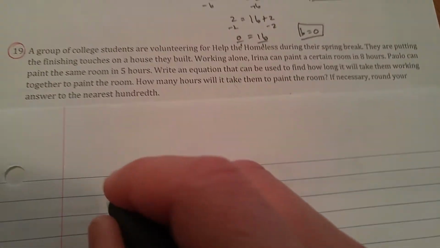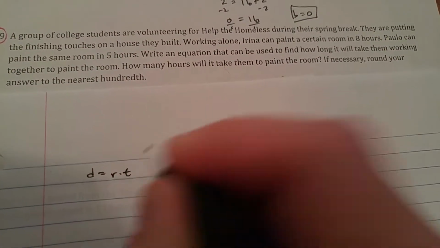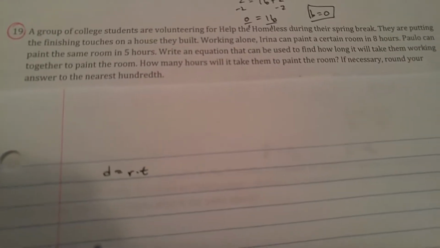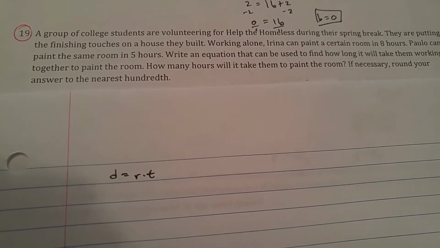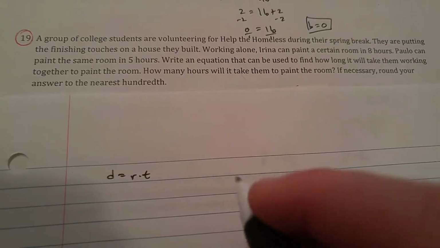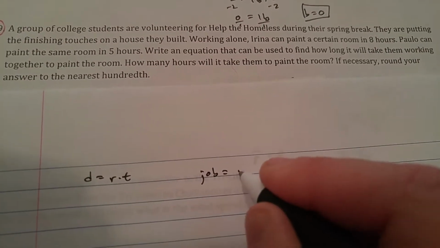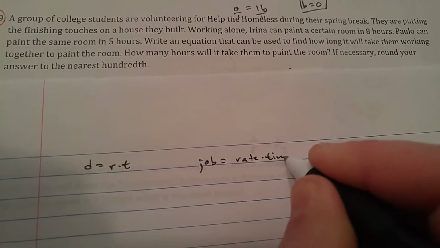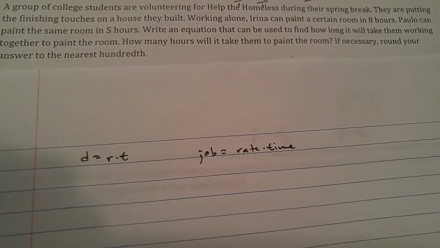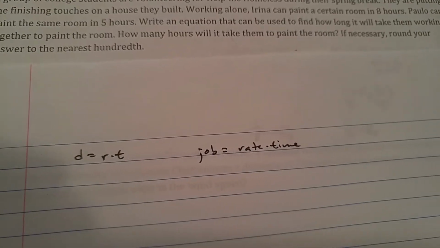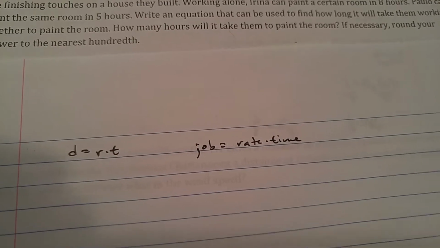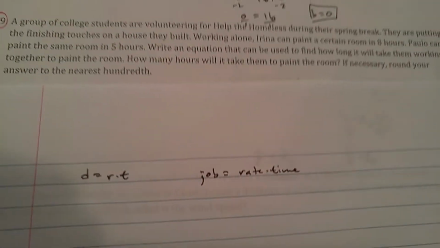So we're going to be using a variation of distance equals rate times time. That's a formula that you see in science quite a bit, and we're going to be using that in number 20, that exact one. But we're going to do something called job equals rate times time. It's the same concept, except instead of traveling a distance, you're completing a job: the rate that you work at times the time it takes you to do it.